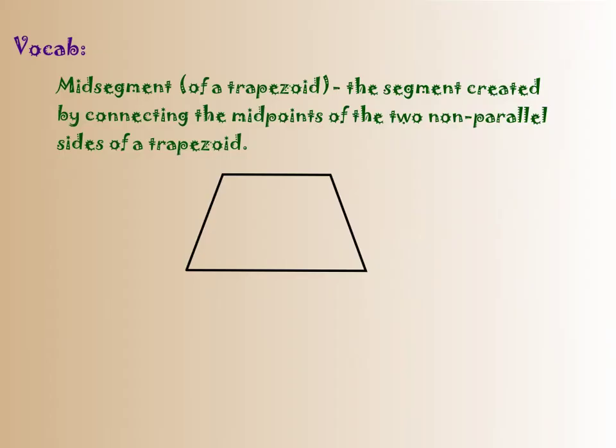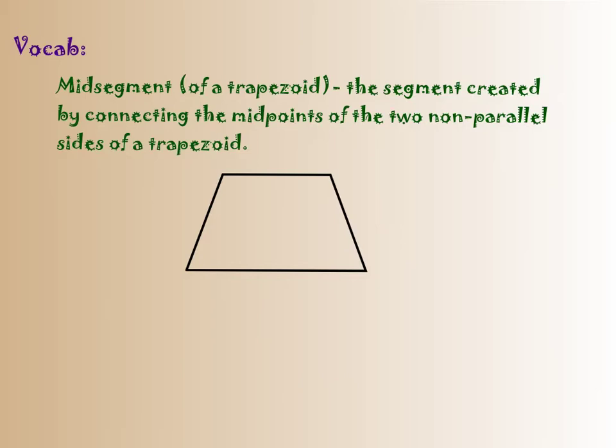So the next vocab word we have is midsegment of a trapezoid. Okay. We've talked about midsegment of a triangle. This is going to be very, very similar. This is the segment created by connecting the midpoints of the 2 non-parallel sides of a trapezoid. Well, the 2 non-parallel sides of a trapezoid are also called the legs.